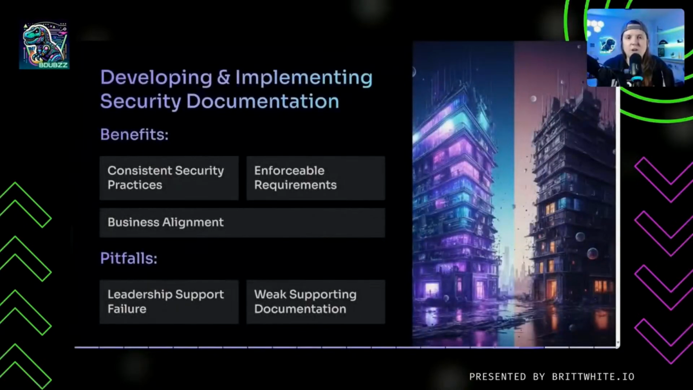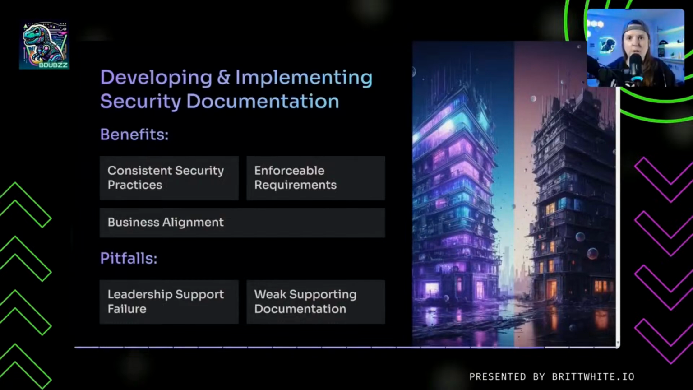So why even bother with all of this documentation? What are the benefits here? We have consistent security practices. Everyone is on the same page, playing by the same rules, using the same playbook. Consistency is a security win.